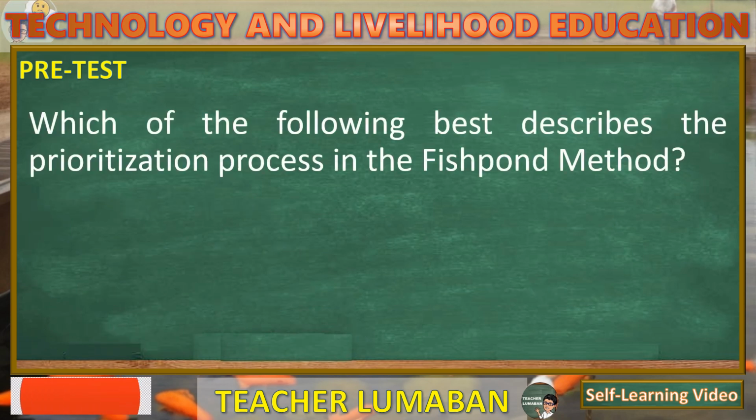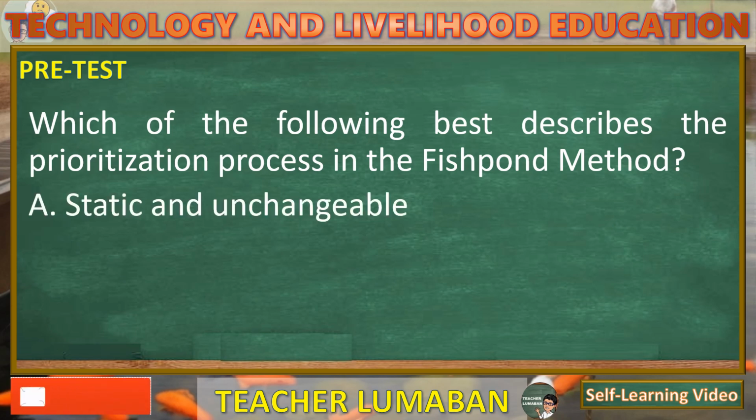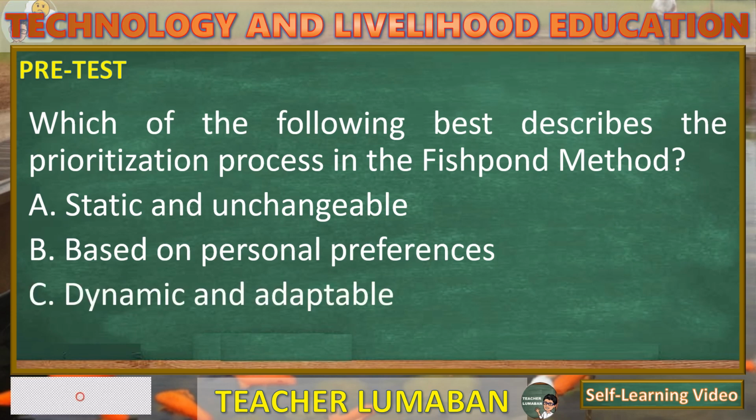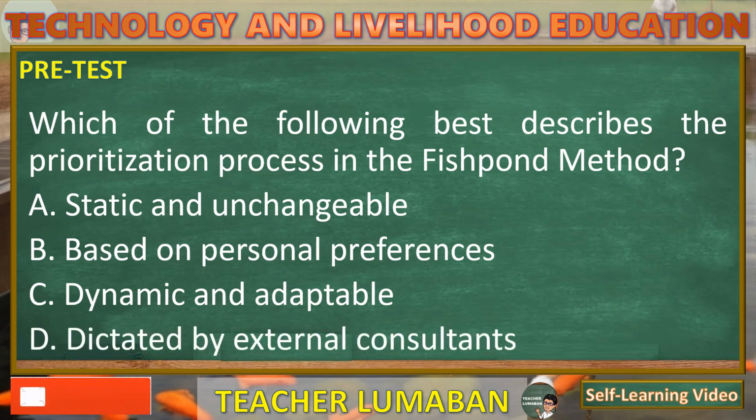Which of the following best describes the prioritization process in the Fishpond method? A. Static and unchangeable. B. Based on personal preferences. C. Dynamic and adaptable. D. Dictated by external consultants.